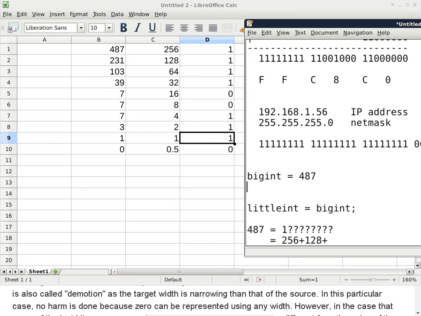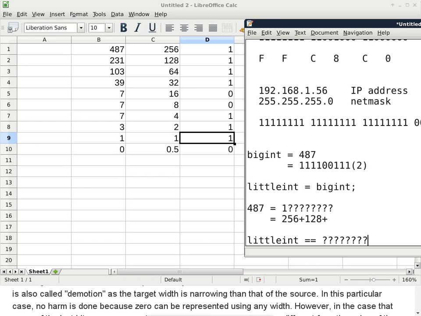Okay. So big int in terms of a binary representation is 1 1 1 1 0 0 1 1 1 in base 2. So that means in little int we are going to keep 1 1 1 0 0 1 1 1 in base 2. Is that okay so far? Now, when you look at 1 1 1 0 0 1 1 1 in little int, I'm going to ask you, do you think it's a positive number or a negative number? Negative. It's a negative number.